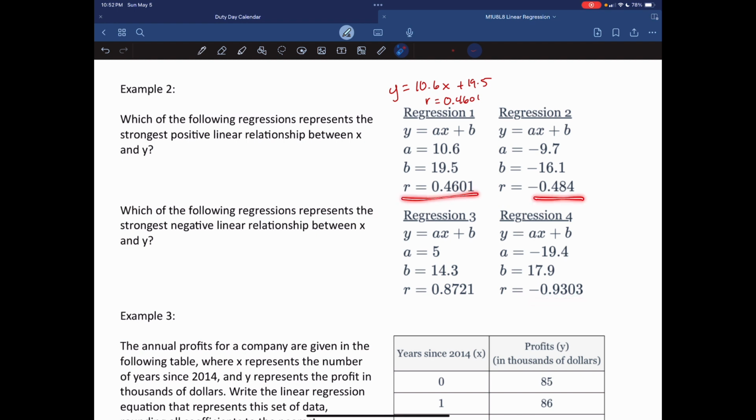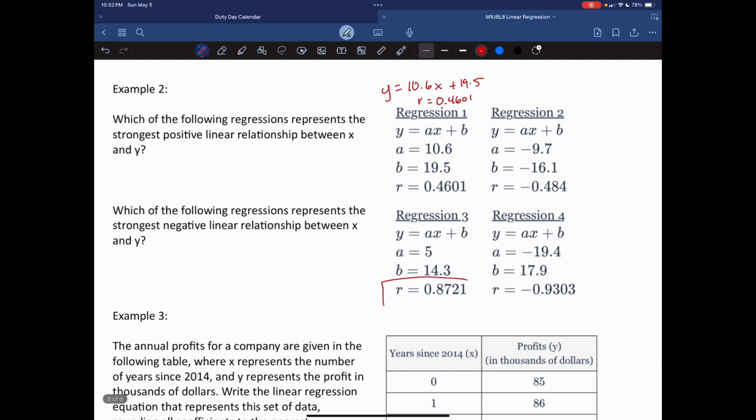So between these numbers, which one has the strongest positive linear relationship? Well, in this case, it's going to be regression 3, because it is the biggest r value. Okay, so which of the following regressions represents the strongest negative linear relationship between x and y? Again, I'm going to do this in blue, we're looking at r being negative 0.9, because out of all 4, that is the strongest negative, the closest to -1 linear regression.